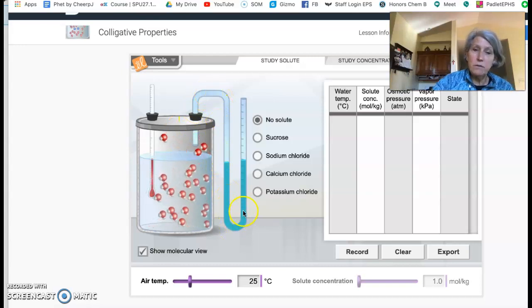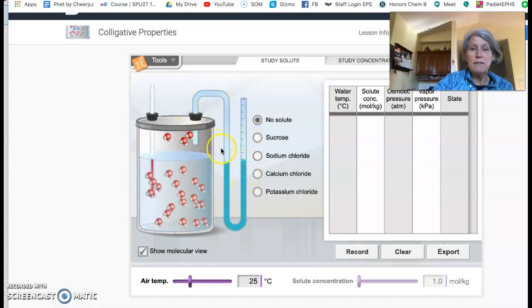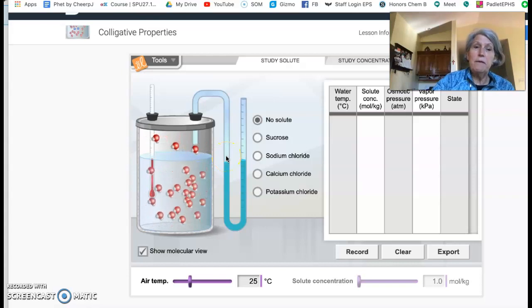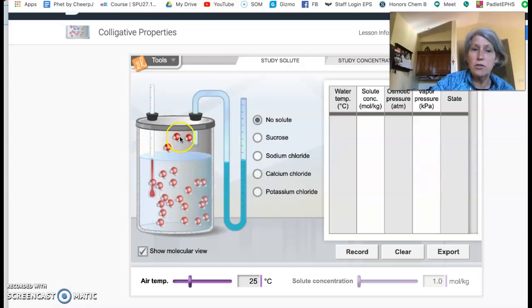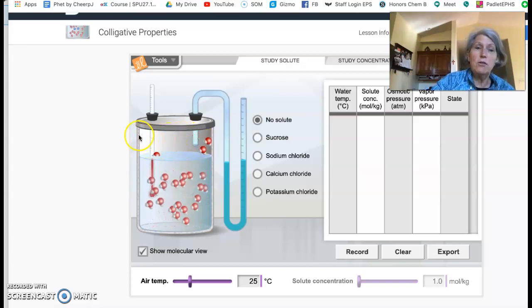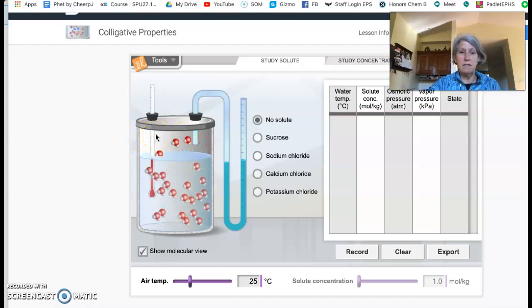And there's a manometer tube, and that manometer tube is basically measuring something that we call vapor pressure. That's the pressure of this gaseous water. Remember, pressure is caused by molecules exerting a force on the sides of the container. So that is these water molecules here bouncing on the sides of the container.